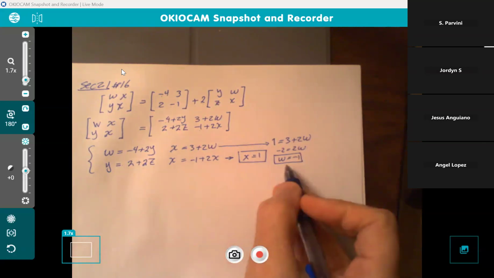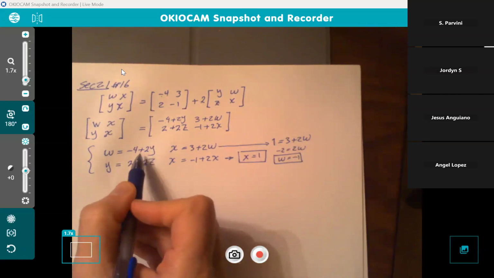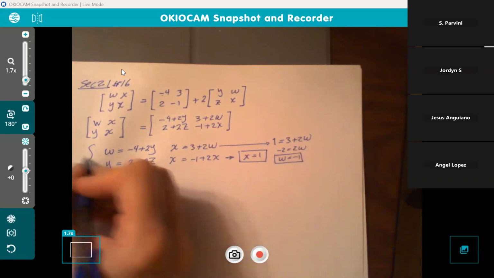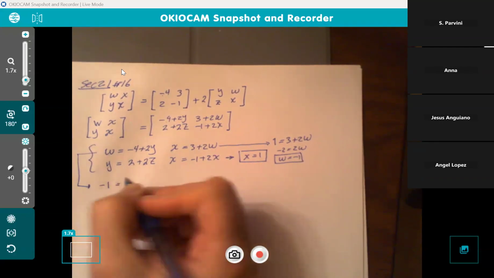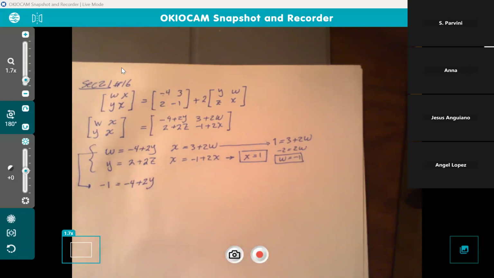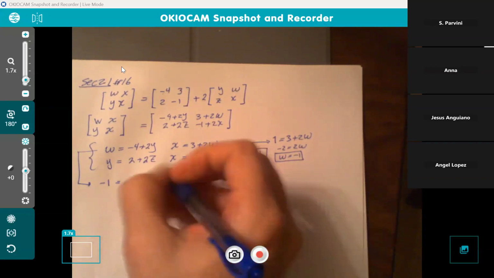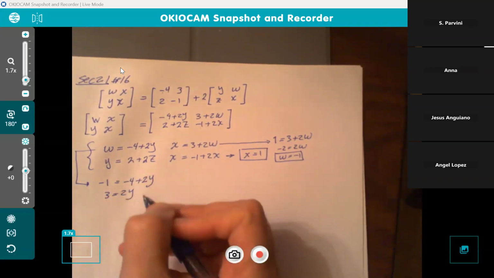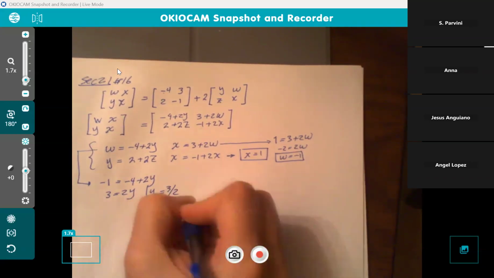Good. So we solved for X and W. Now, once I solve for W, I can look at this first equation, and in there, I can solve for Y now. Remember, W is -1. Plug it into this equation. So now I have -1 is equal to -4 plus 2y. And then we can isolate the y. Add 4 to both sides, so I get 3 equals 2y. And that means y must be, what, 3/2? And we have that one.